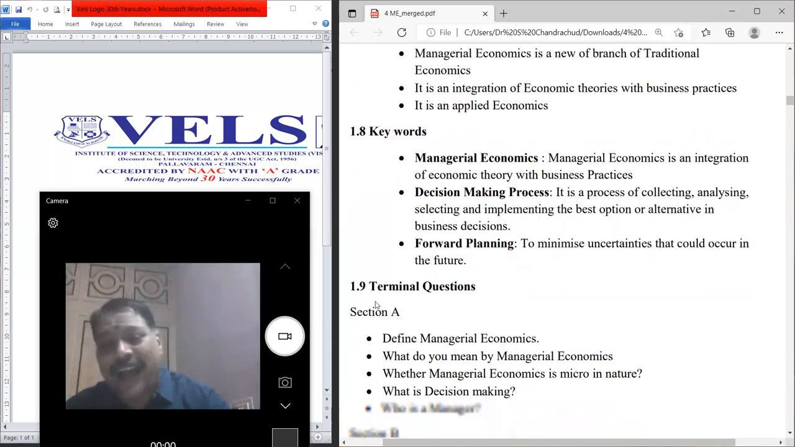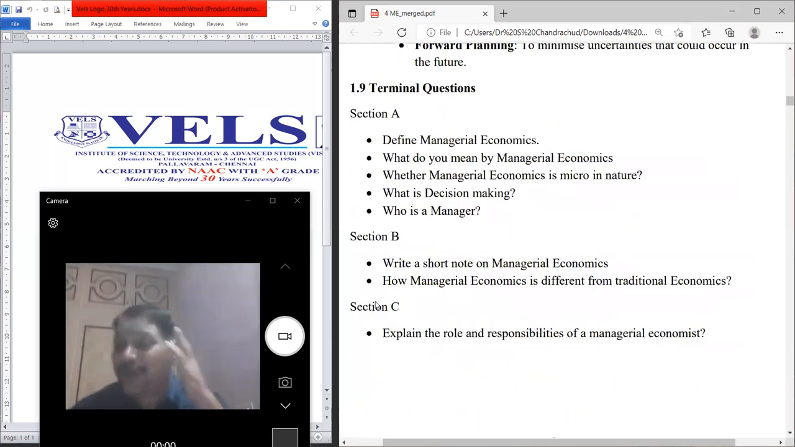Here I have given a list of possible questions from this unit. They may ask the definition of managerial economics, and you should know the meaning of managerial economics. Sometimes they may ask whether it is micro in nature or not, or what is the nature of managerial economics. Then one more possible section A question is what is decision making and who is the manager.